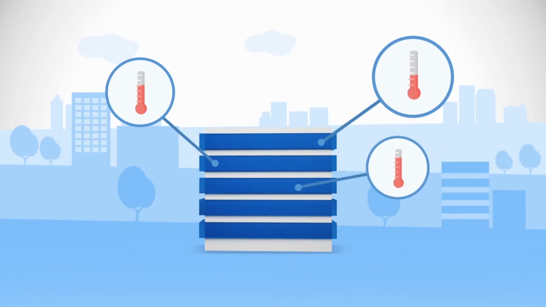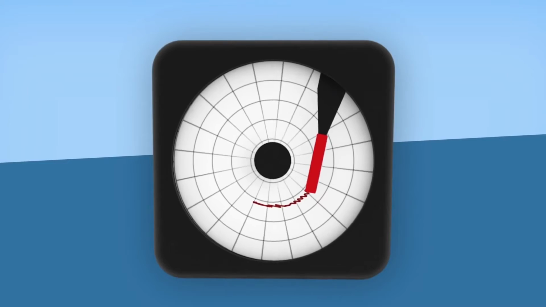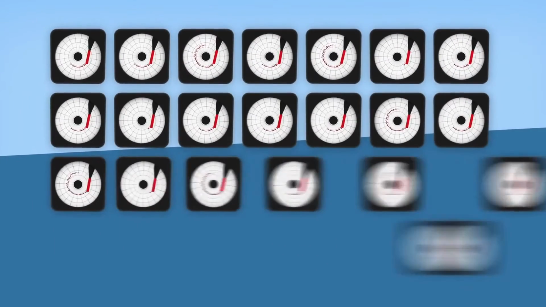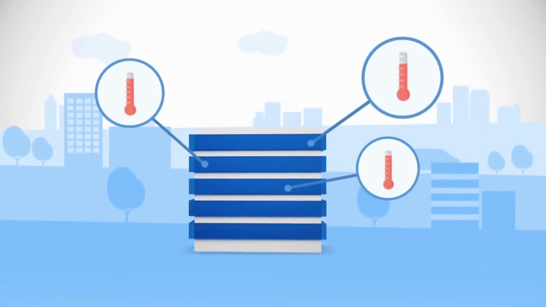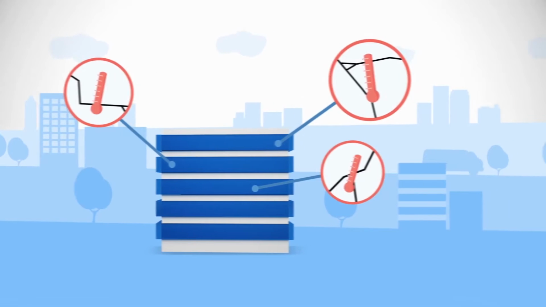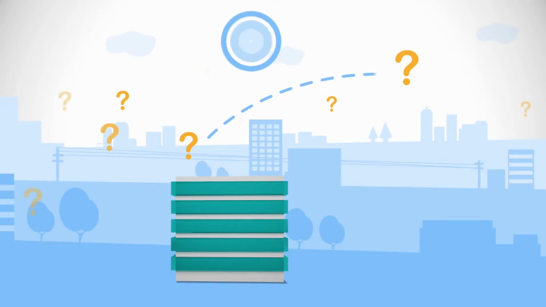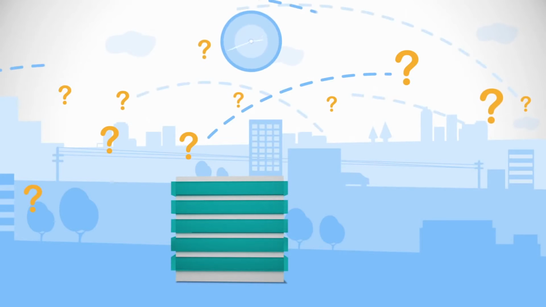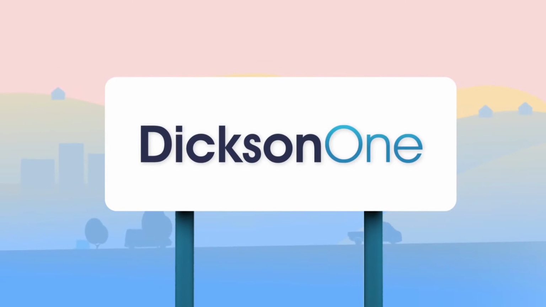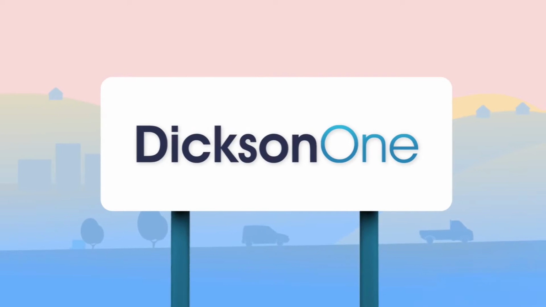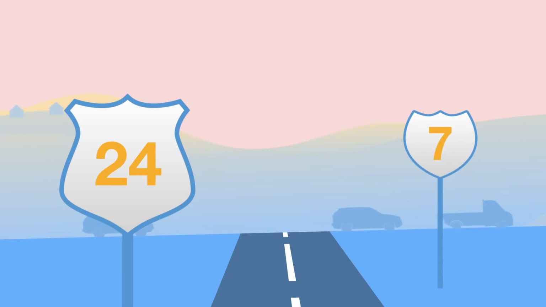Your business depends on accurate environmental monitoring. But swapping out charts and pens from recorders and downloading data from loggers is labor-intensive, and the critical information you need might be too late. So how do you get timely data readings for an unlimited number of sources and locations, no matter where you are? With DicksonOne, the environmental monitoring system that delivers up-to-the-minute data 24 hours a day, 7 days a week.